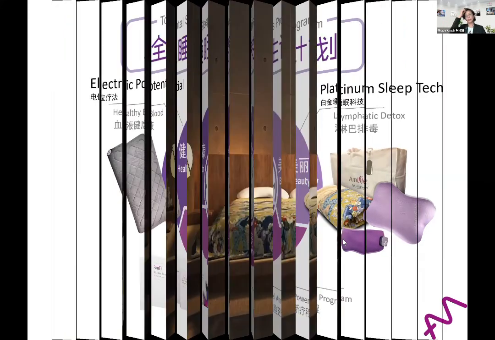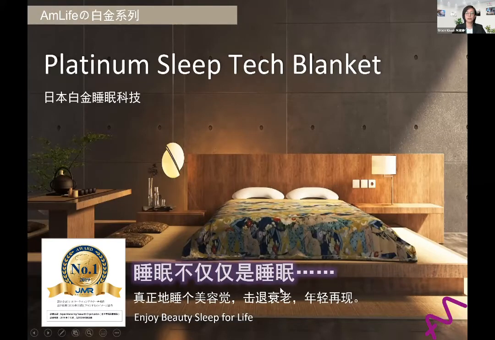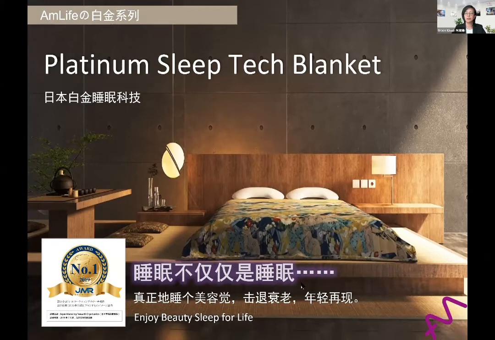Next, we are going to talk about the Platinum series. So we have our Platinum Sleep Tech blanket, right? You saw the line below: enjoy beauty sleep for life. You can ask your friend, hey, do you want to enjoy beauty sleep for life? See what's their response. High chance, 90% will say yes, right? Who doesn't want it? So ask them this question, enjoy beauty sleep, because beauty sleep, what is this?